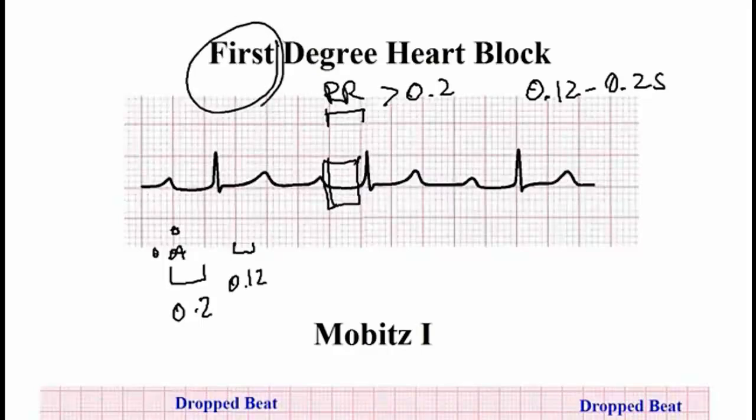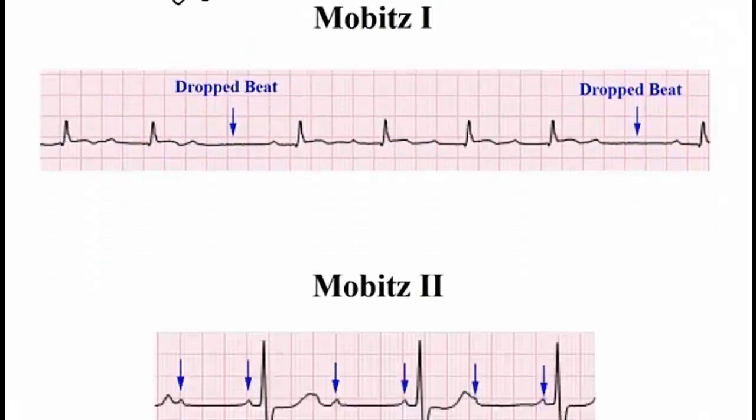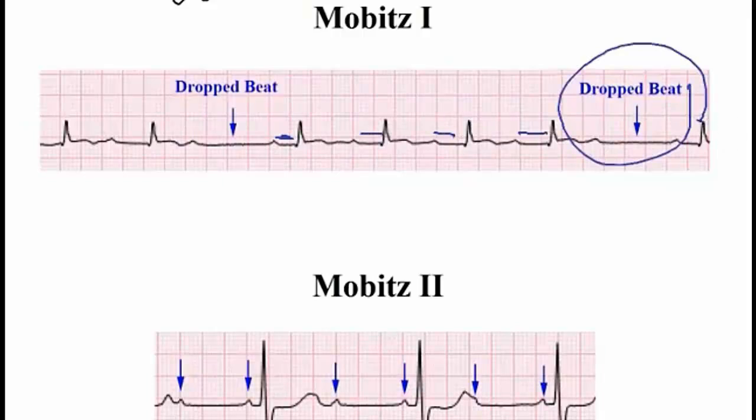Next we have the second degree heart block. A second degree heart block divides into 2 types, Mobitz 1 and Mobitz 2. With Mobitz 1, the PR interval keeps on increasing in duration. Here we have this size, then it keeps on getting longer until there is a dropped beat, and then it will repeat the cycle again.